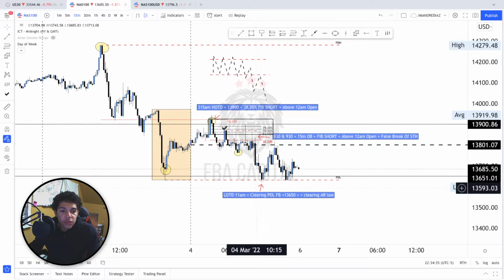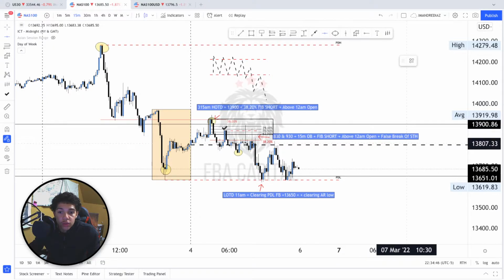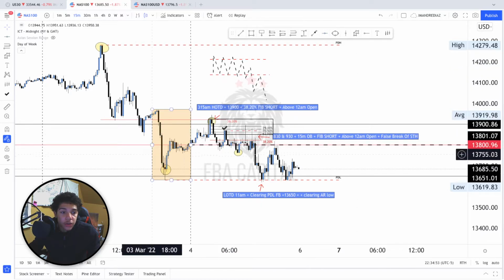And even if you missed this first move, you simply could have waited and maybe pulled your fib from this high to this low and got this in move right here, came above the 12 a.m. open again and tapped into this 13,800 level, which is where majority of this consolidation actually is. And that's why majority of price in this area is hugging this area right here.